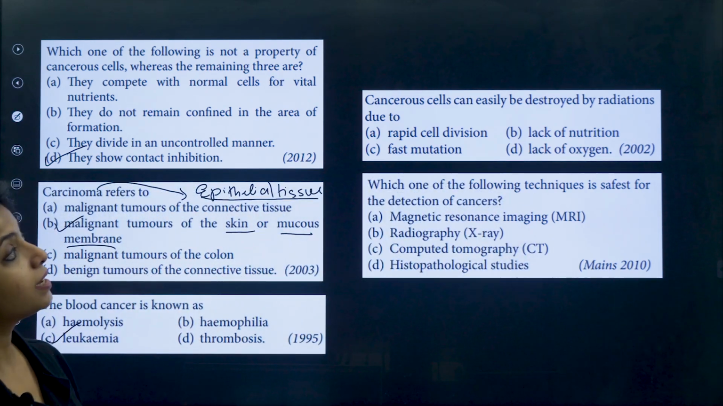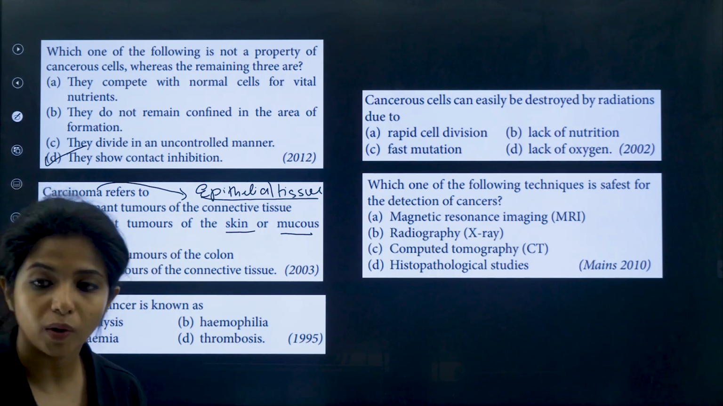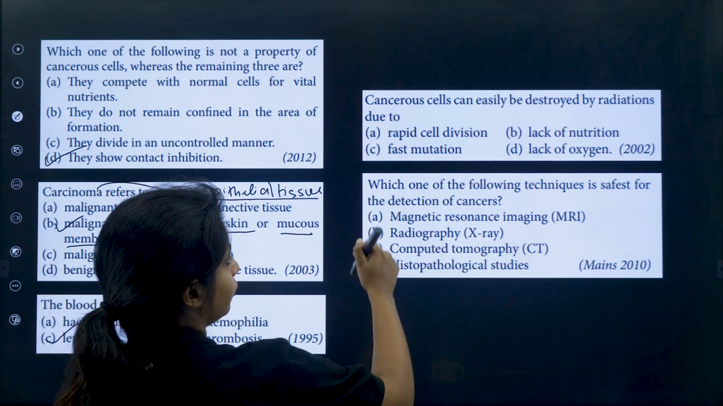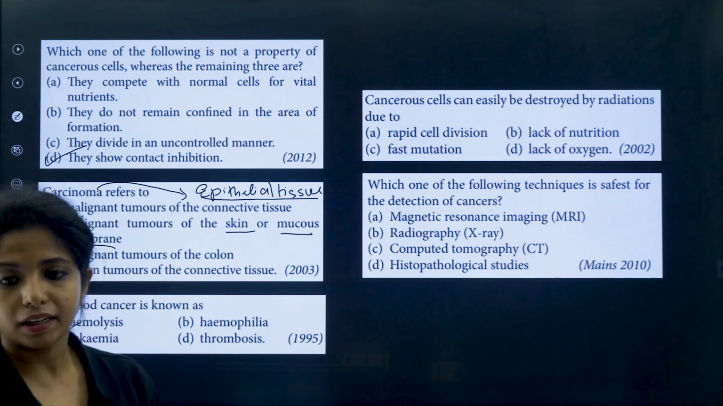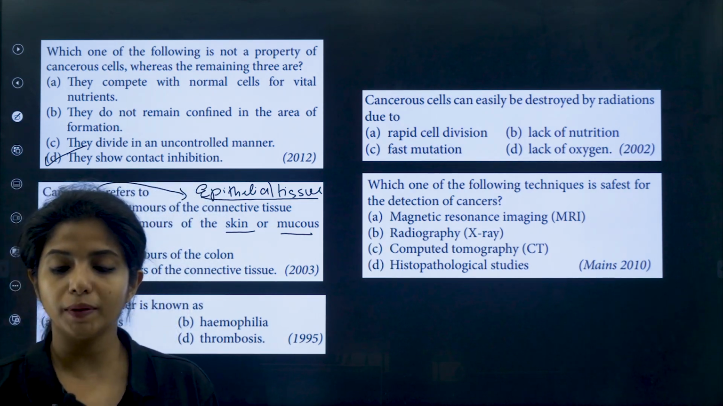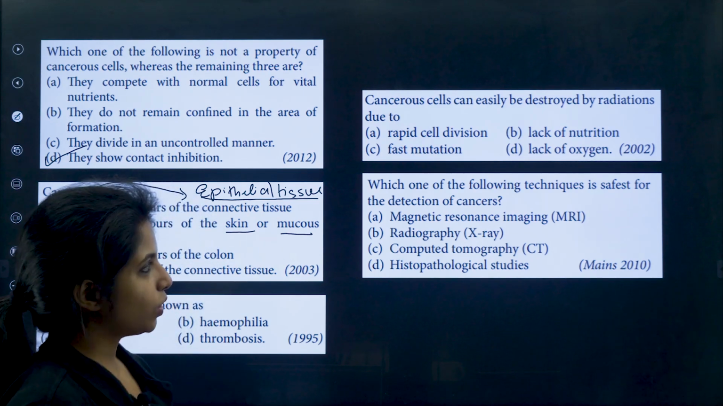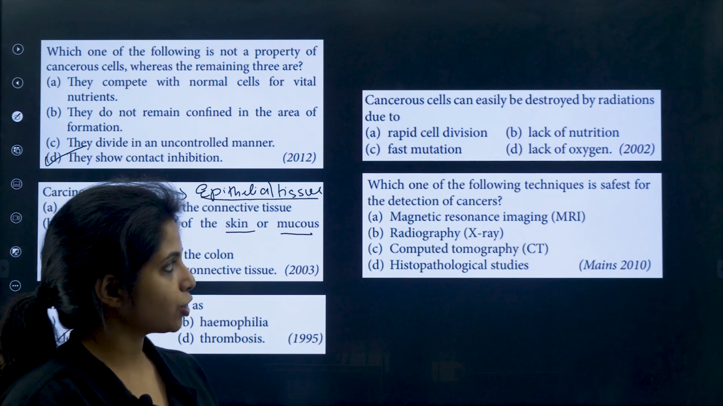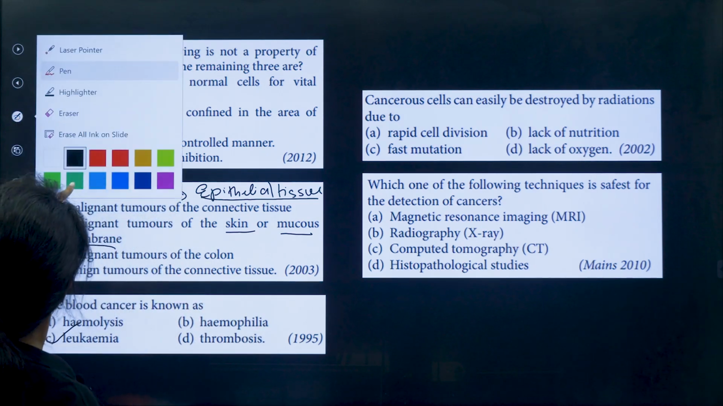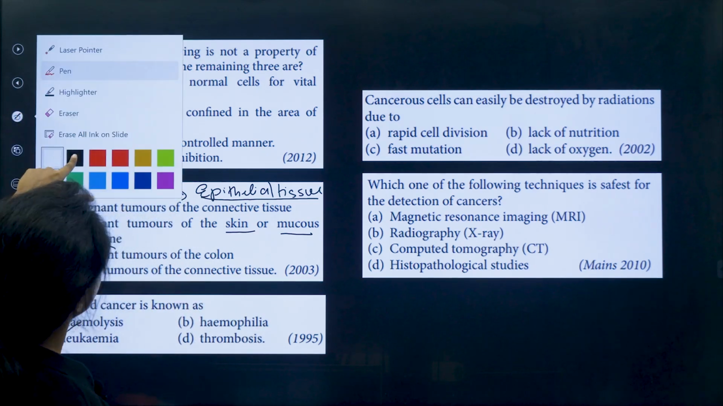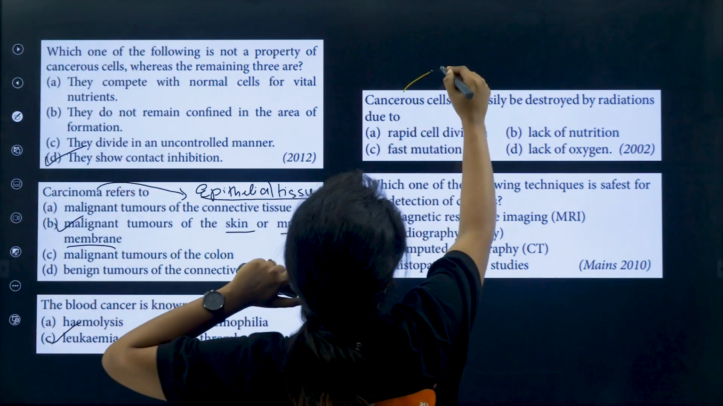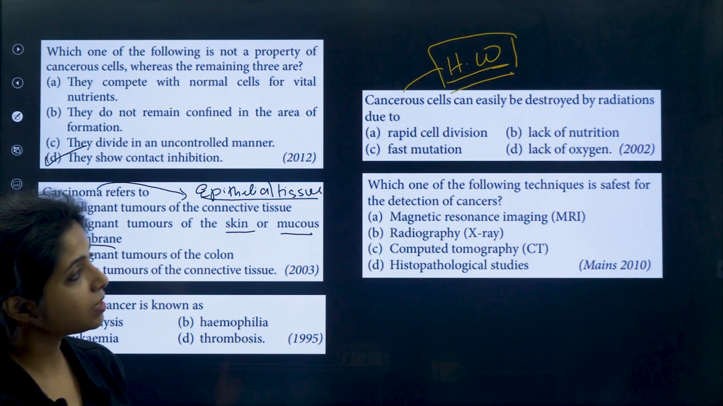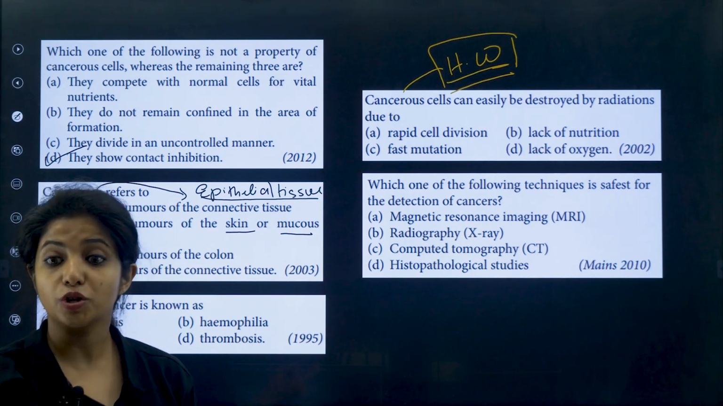Now cancerous cells can be easily destroyed by radiations due to why? How can it be destroyed with the help of radiation? Because of what? Rapid cell division, fast mutations. What could be the reason? You tell me. So shall I leave this question for you? I think I should be leaving this question for you and solving the homework question, because this is an interesting question, whereas the homework question is comparatively easy. So please do this as homework. This is your homework question. Cancer cells can be easily destroyed by radiations due to why?